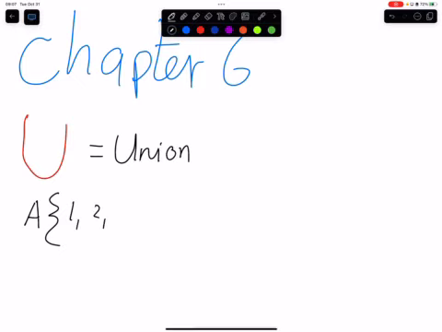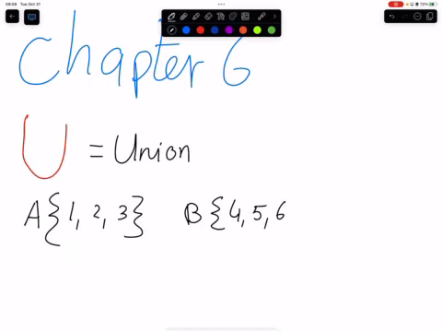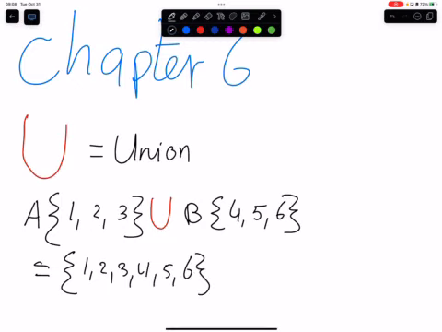Set A has 1, 2, 3. I have another set, B, that has the numbers 4, 5, 6. And I say, well, the union of set A and B, the only thing left to do is count them together. So the union of A and B is 1, 2, 3, 4, 5, 6. Simple. That is a union. Add the two sets together. Simple.